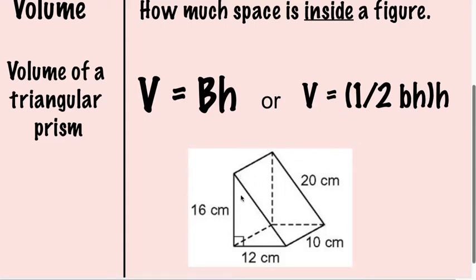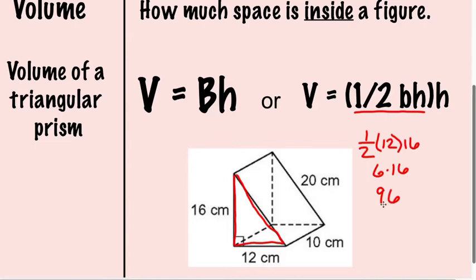So area of a triangle, because I have to find one of the triangles here, this, and this. To find the area of a triangle, I take half the base times the height. Half of the base of this triangle is 12, so half of 12 times the height is 16. That would give me the area of this triangle. Half of 12 is 6. 6 times 16 is 96. So I know that the area of this triangle is 96 centimeters squared.